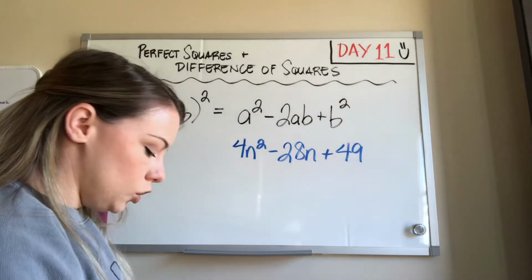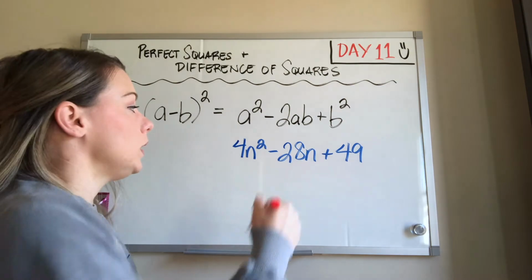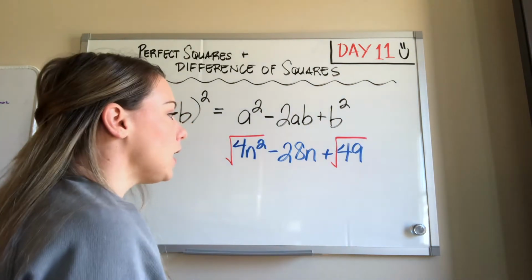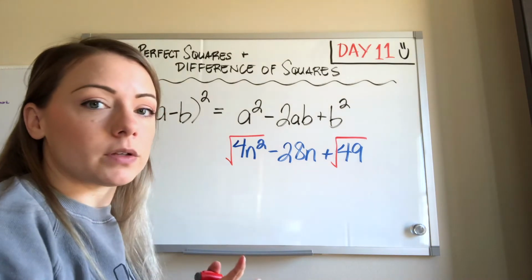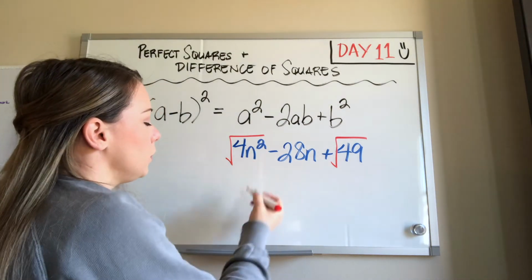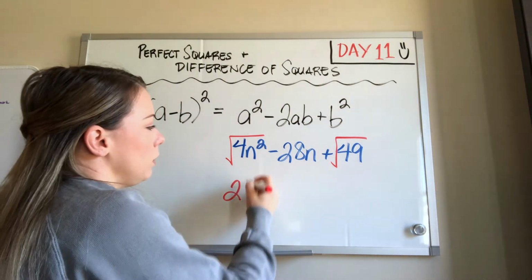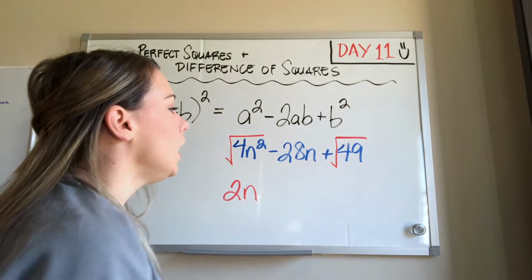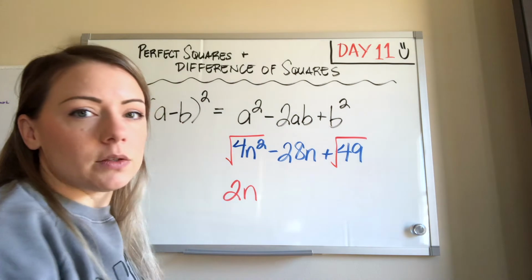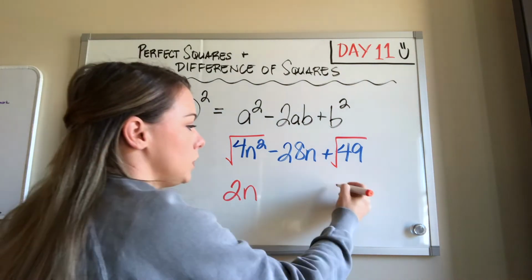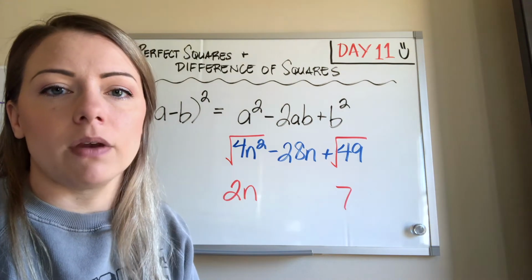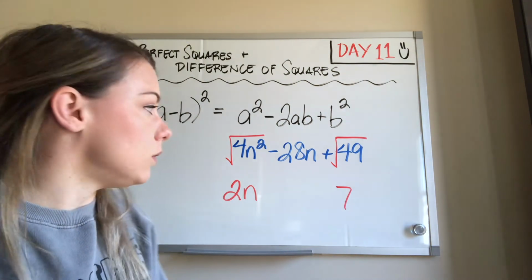So just as though we did last time, we're going to take the square root of our first term, the square root of our last term, and see if they were perfect squares. So we know the square root of 4 is 2, and the square root of n squared is n. All right, so that one checks out. Then we know that the square root of 49 produces 7, so we're on the right track so far. It looks like we might have another perfect squared binomial.